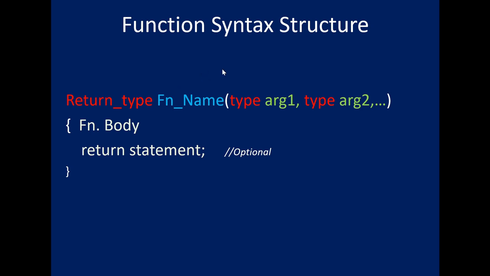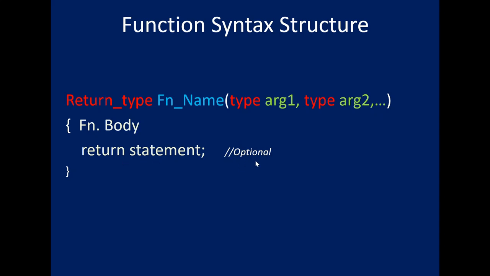The basic syntax of a user-defined function: we have a return data type followed by the function name, which will follow all the rules of naming an identifier or a variable, and then within parentheses the list of arguments, and following that we have a block, the curly brackets, and that will contain the statements which will comprise the function body, and finally we'll have a return statement.